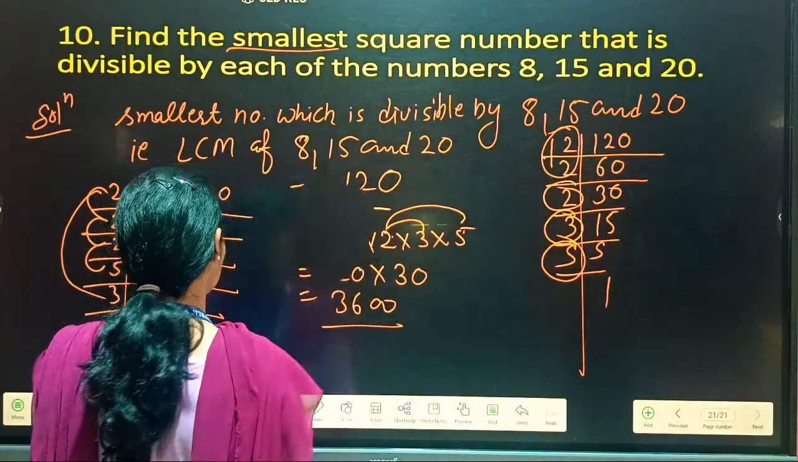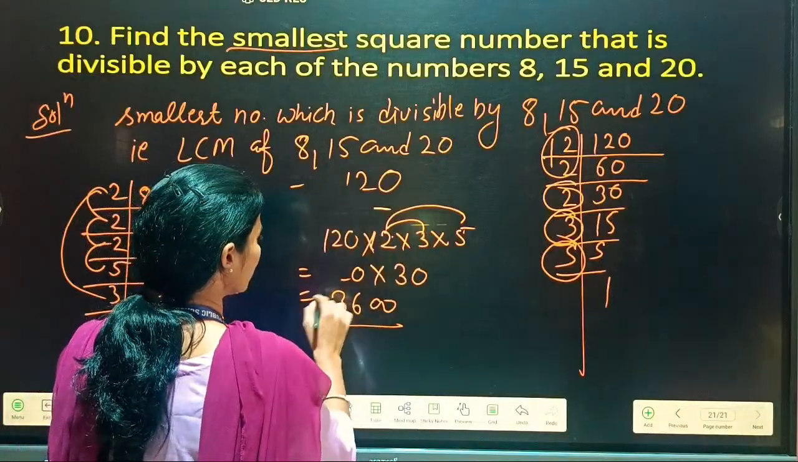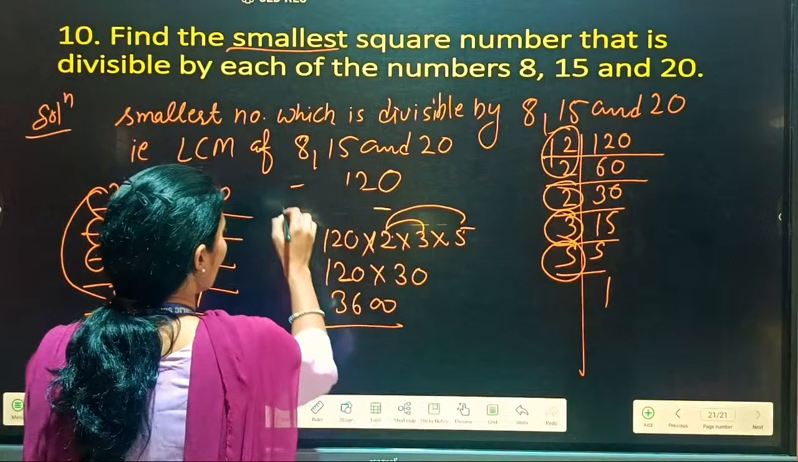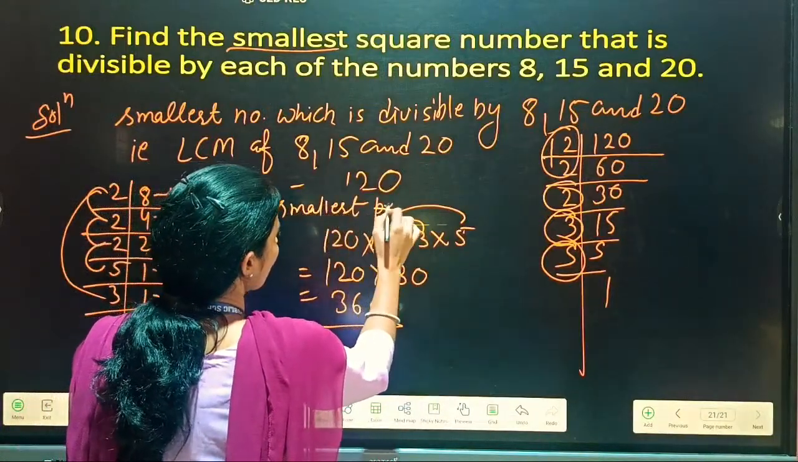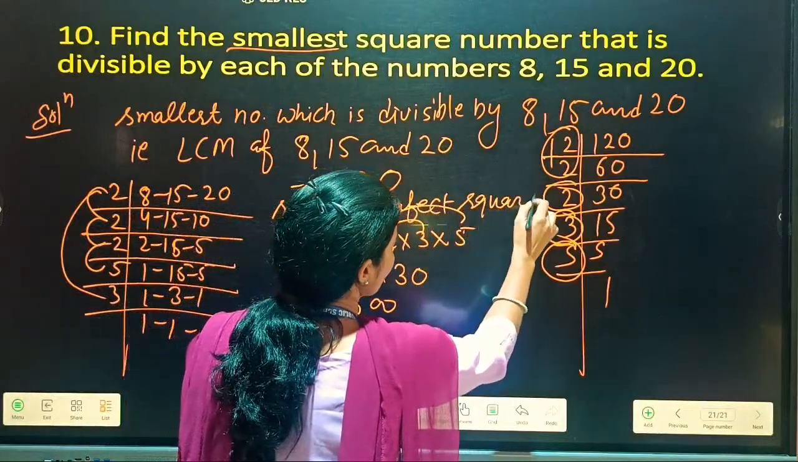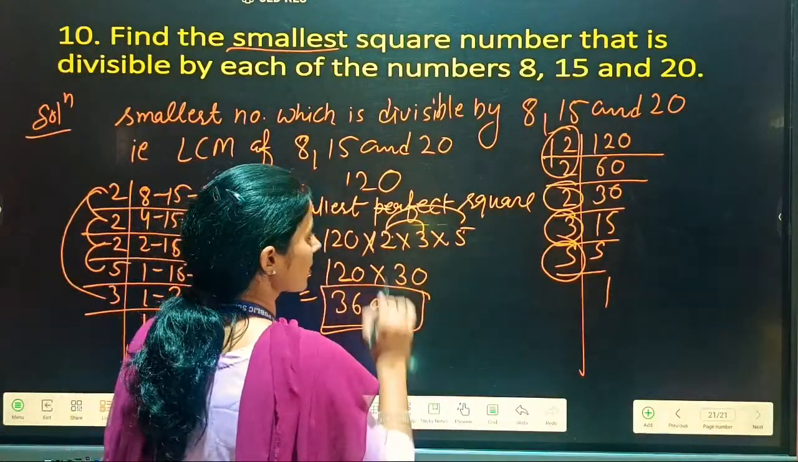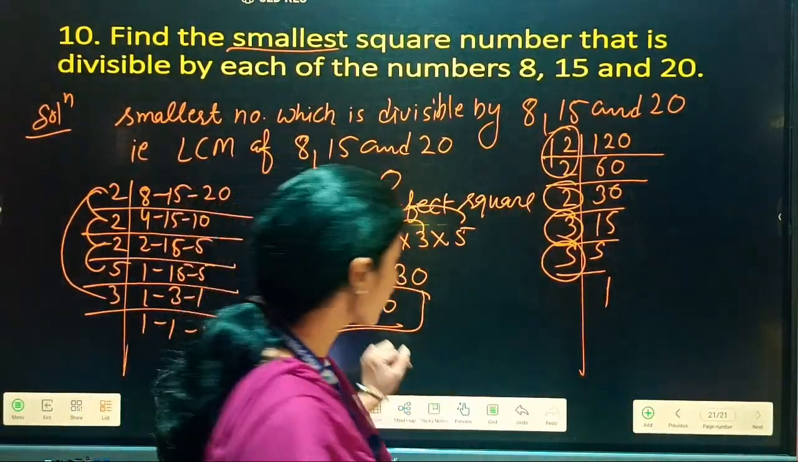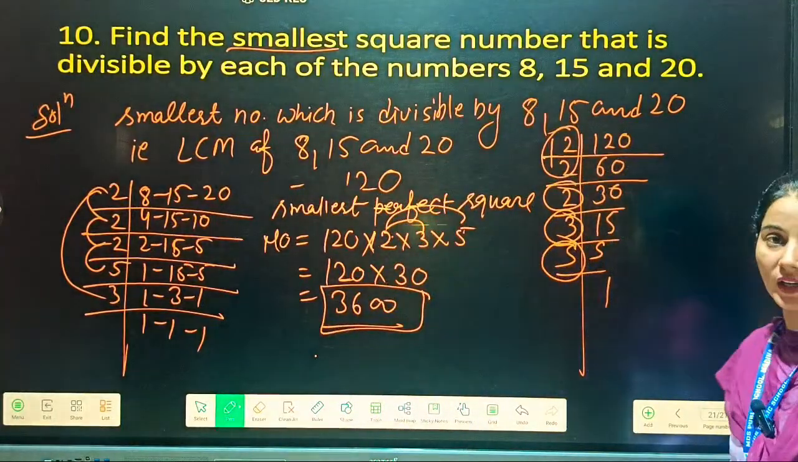It was 120 into this 30. The smallest perfect square number is 3600. This 3600 is the smallest perfect square number which is divisible by 8, 15 and 20.